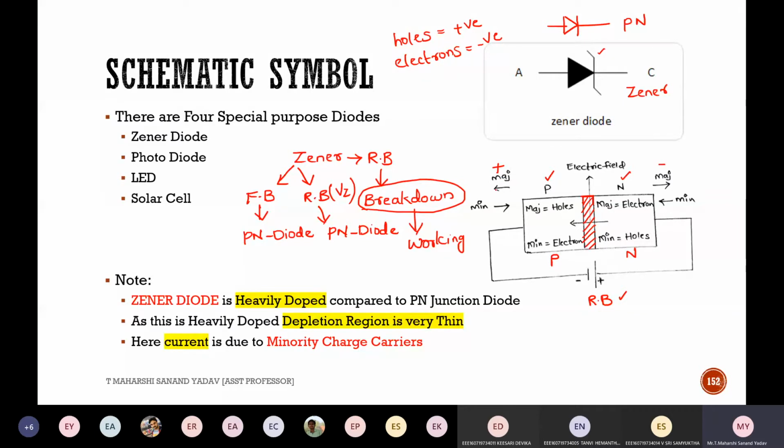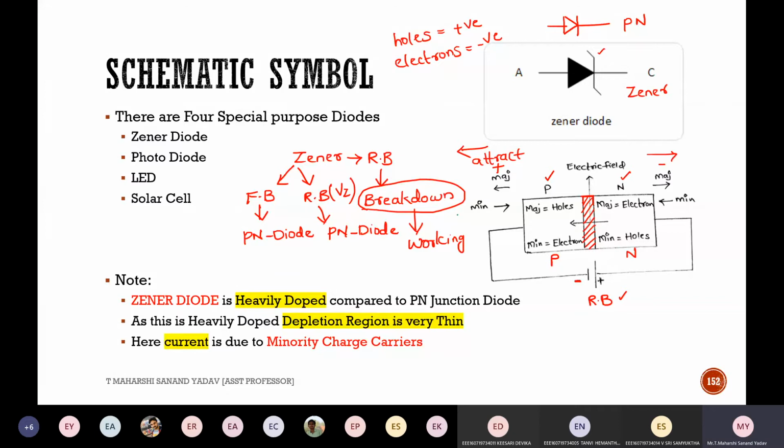Now consider this plus and this minus. What will happen? Attract or repel? Positive and negative attract. So they are moving towards the left-hand side. The same concept is applicable here. Negative and positive attract, so they are moving towards the positive terminal. This is the case with majority carriers.